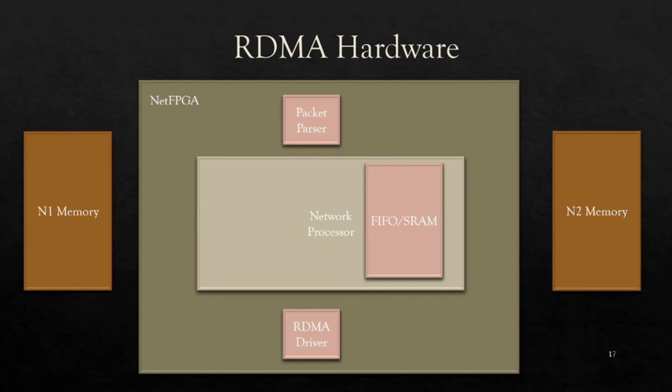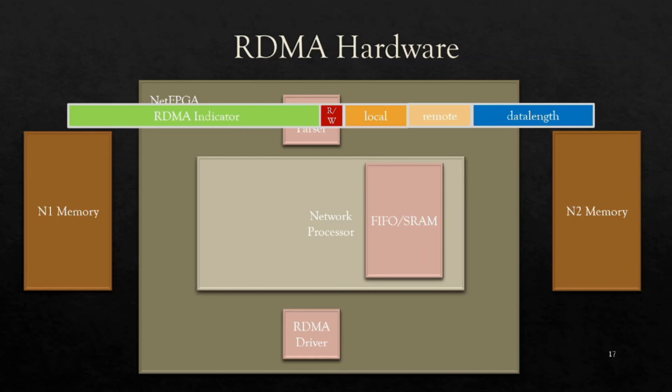Here's a closer look at our hardware design. As you can see, we have the NetFPGA with our network processor and additional hardware components inside. When a packet first enters the network processor, it arrives in our combination FIFO SRAM. Our packet parser is then notified and begins examining the packet, which contains multiple 64-bit words. The packet parser will in particular look at the third word, which if the packet is an RDMA request would correspond to the RDMA header.